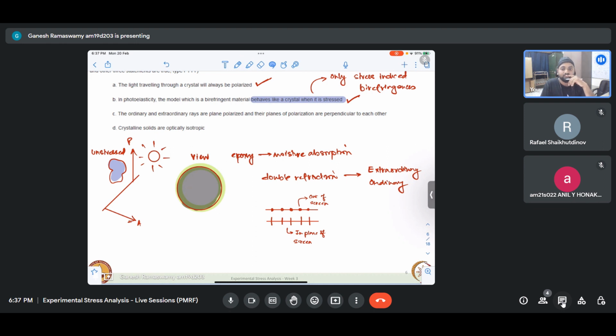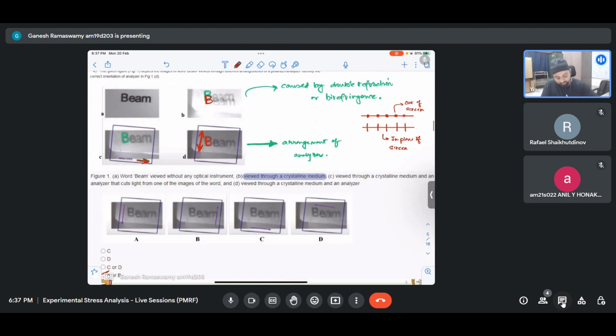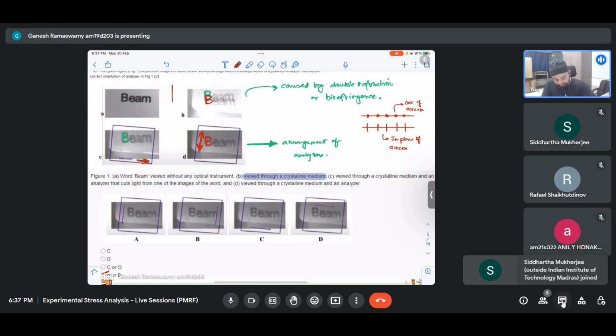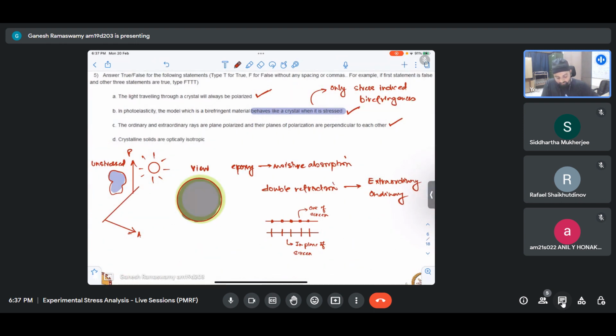The ordinary and extraordinary rays. So we have seen that this is so, and we saw this with the example that we are able to see. This is, by the way, from an actual experiment. It is not fabricated. This is from an actual experiment that was done here. So we are indeed able to see that once we place the analyzer in two perpendicular directions, we are able to see either of the refracted rays. So this definitely holds true. So crystalline solids are optically isotropic.